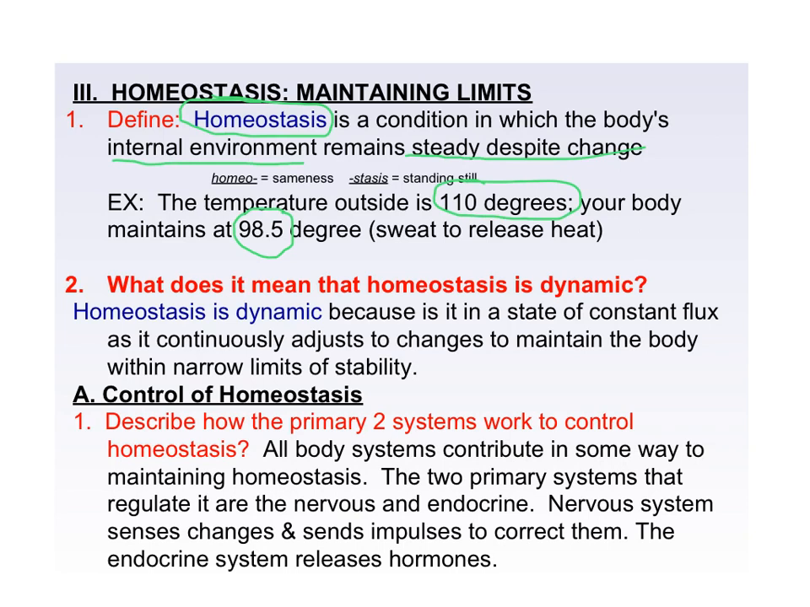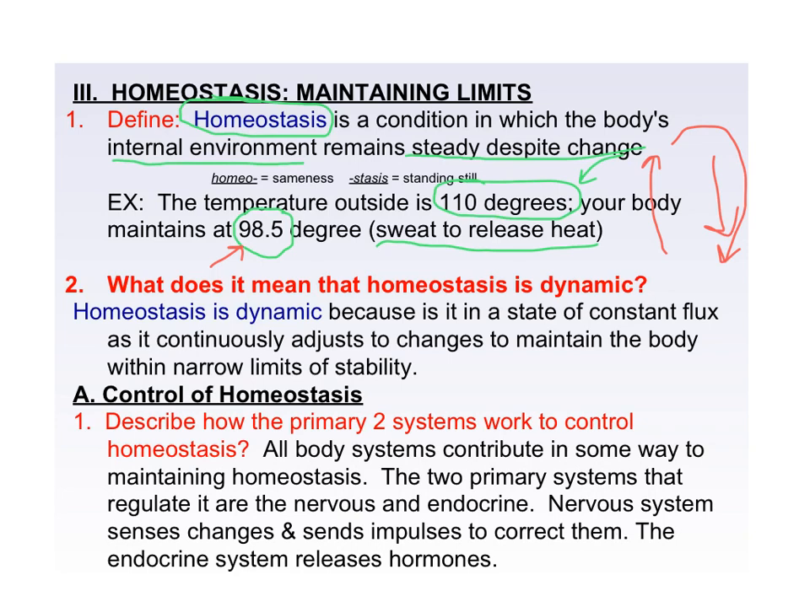Well, what does our body do? Does it just allow our temperature to keep rising until we die? Because if it reached even close to 110 degrees, we would die. We wouldn't even come close to reaching that. Well, we do sweat to release heat, and that brings our body temperature back down. So if the outside air causes our temperature to go up, our body brings it right back down into homeostasis, to keep it at roughly 98.5, 98.6 degrees.